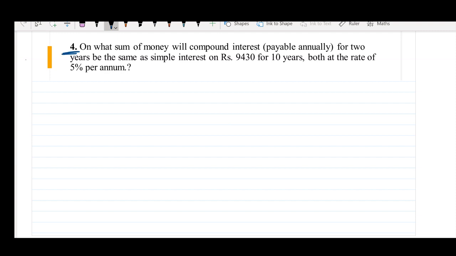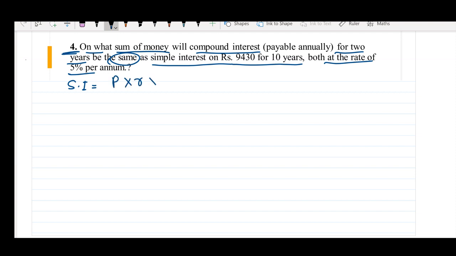Question number 4 is: what sum of money will yield compound interest for 2 years the same as the simple interest on 9430 for 10 years, both at the rate of 5% per annum? So we need to find the simple interest first of all, so that we can equate it with the compound interest of the certain sum. So simple interest, we know, is P into R into T over 100.